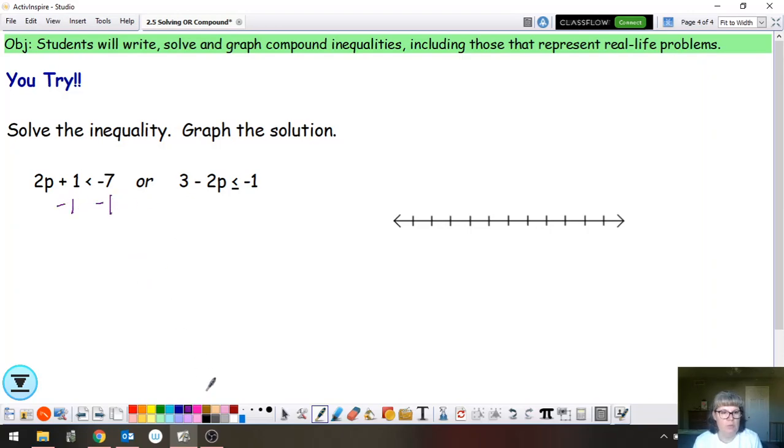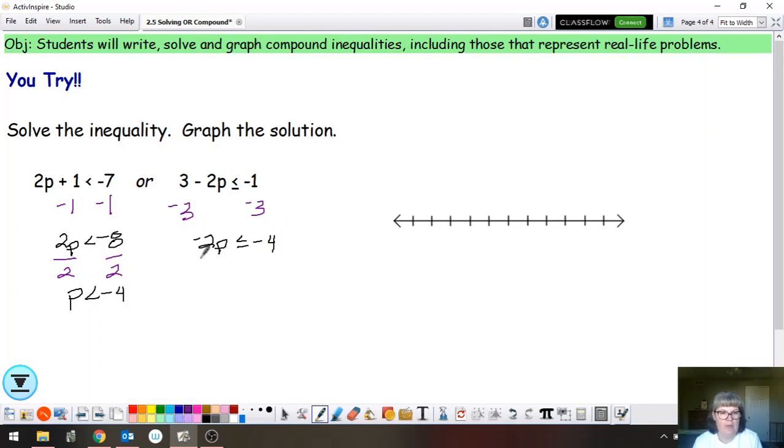Hopefully you subtracted 1 from each side, and you have 2p is less than negative 8, divided both sides by 2, and p is less than negative 4. And on the other one, we would subtract 3. Now keep in mind that's going to be a negative 2p yet. That negative in front of the 2 doesn't disappear. Is less than or equal to negative 4.